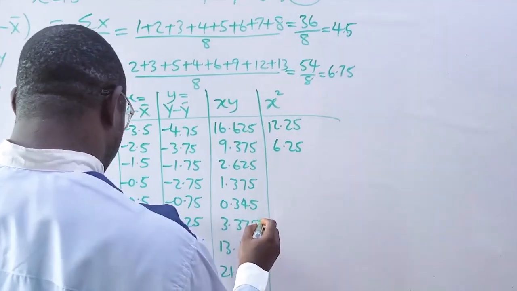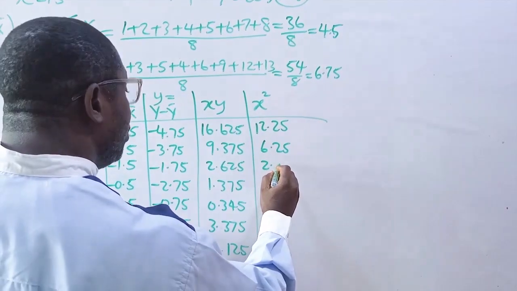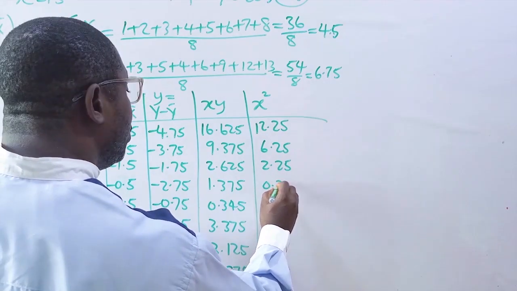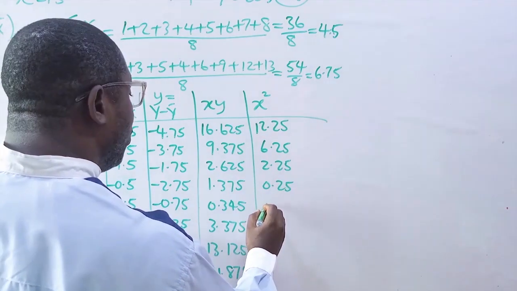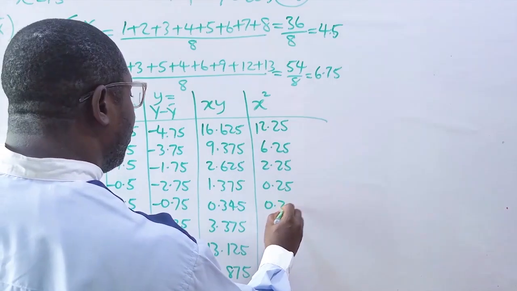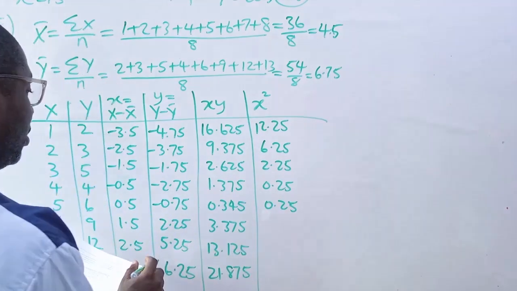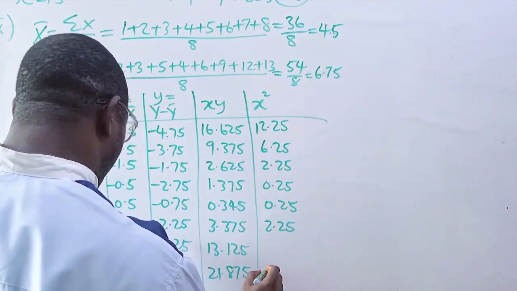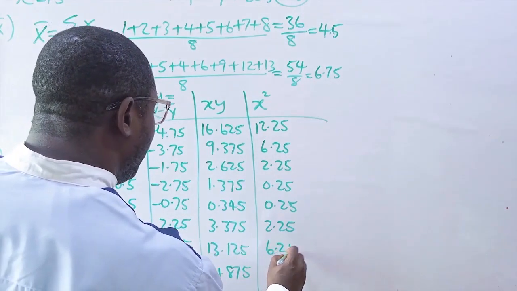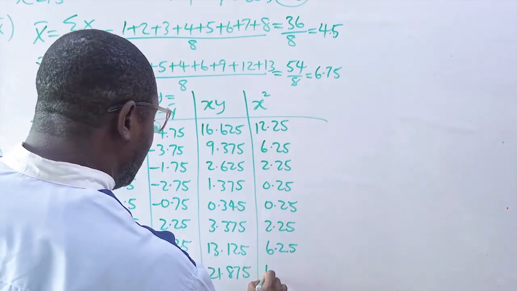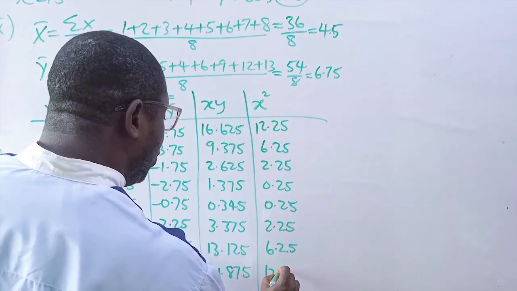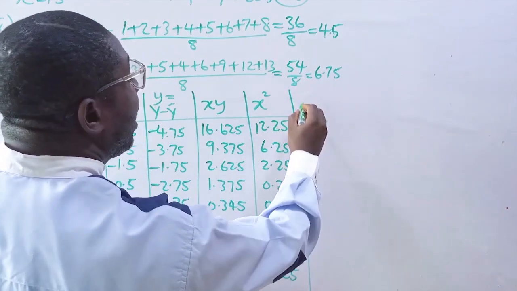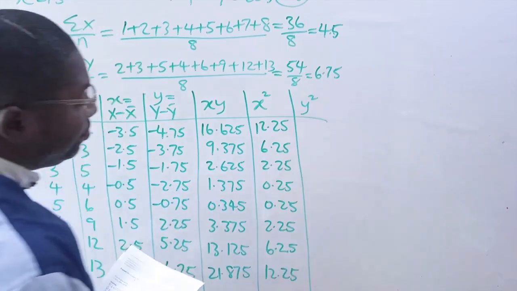6.25. The next one will be 2.25. The next one will be 0.25. The next one will be 0.25. Okay. All right. So the next one is 2.25. The next one is 6.25. And the last but not the least is 12.25.